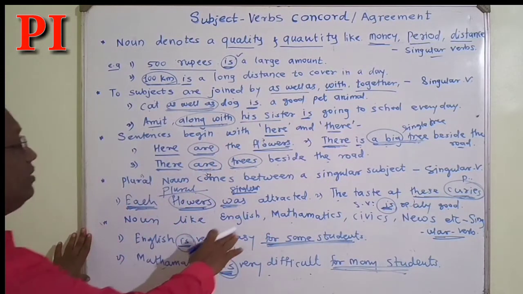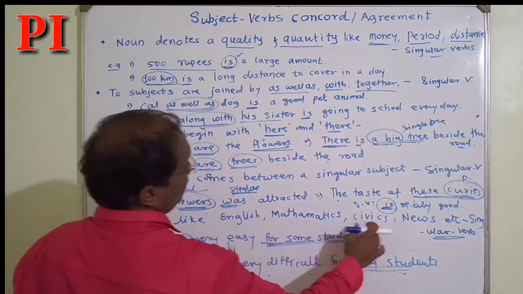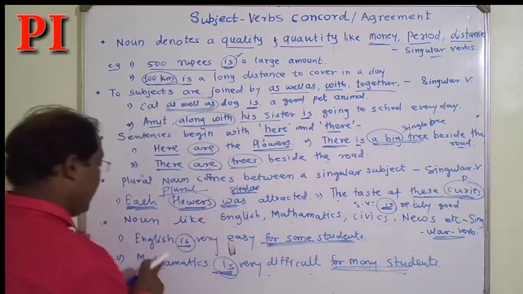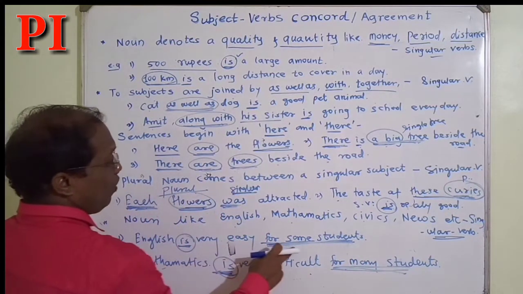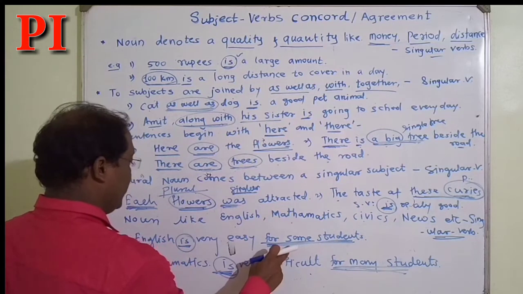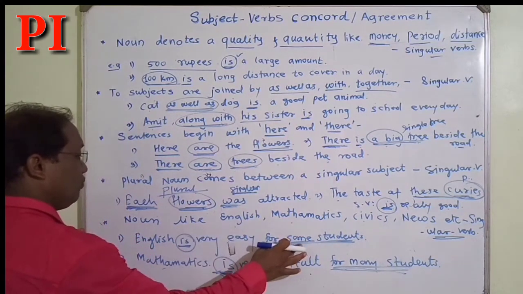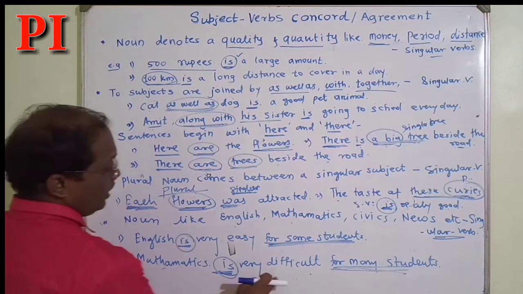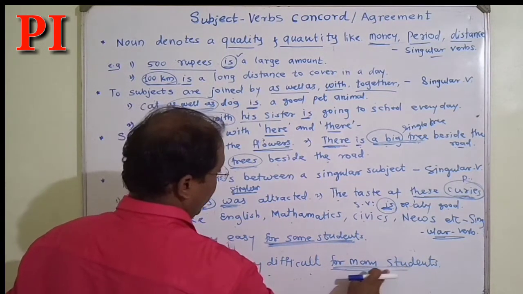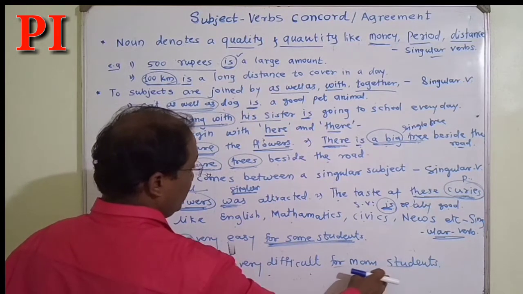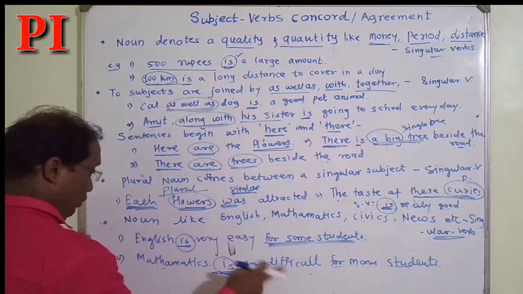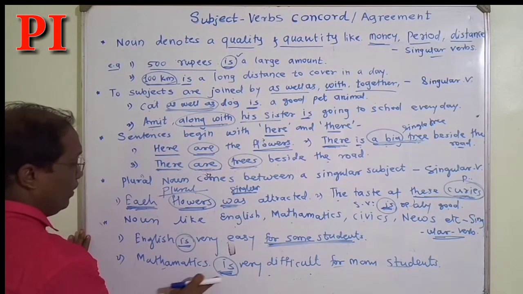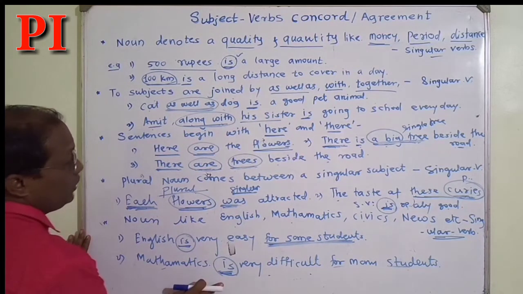Then nouns like English, mathematics, civics, news, etc. At that time use a singular verb. For example, "English is very easy for some students, but mathematics is very difficult for many students." "Many students" is a plural subject, but we use "is", a singular verb, here. Why? Because the subject is singular.